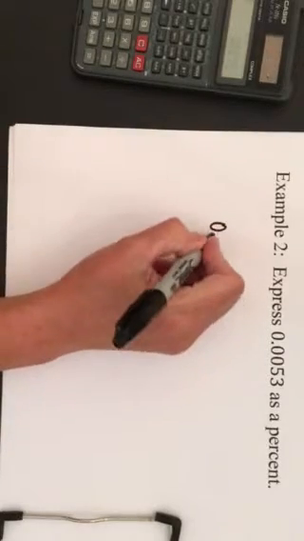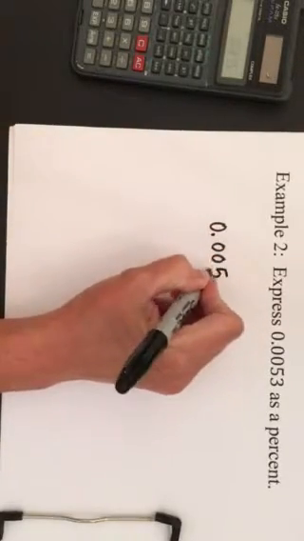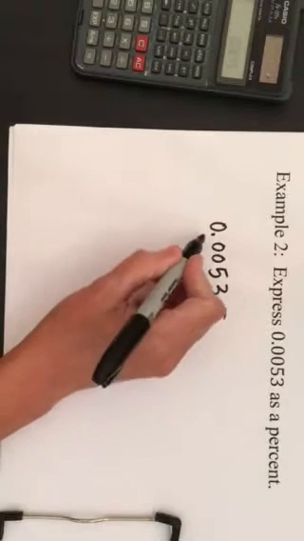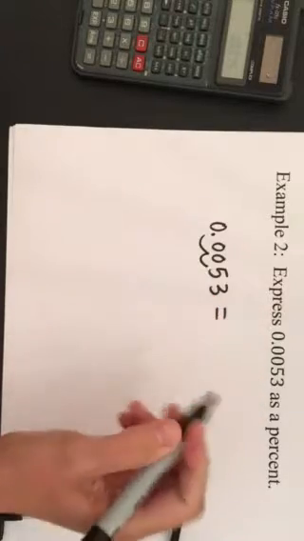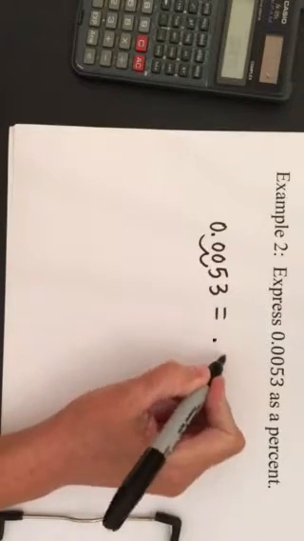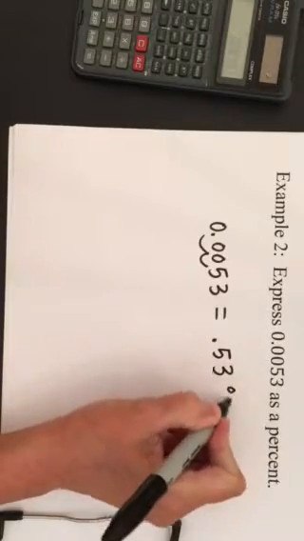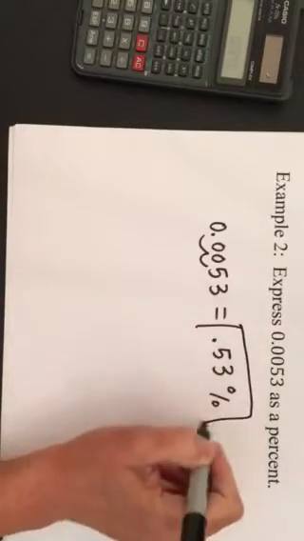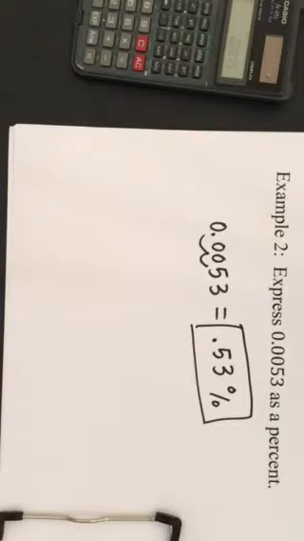Example number 2 is to express this decimal 0.0053 as a percent. So I'm going to write my decimal here, 0.0053. And since I'm writing it as a percent, I'm going to put the percent sign on there. And again, I need to move the decimal that's given 2 places to the right. And if I do that, this will be 0.53%. So my answer is 0.53%.